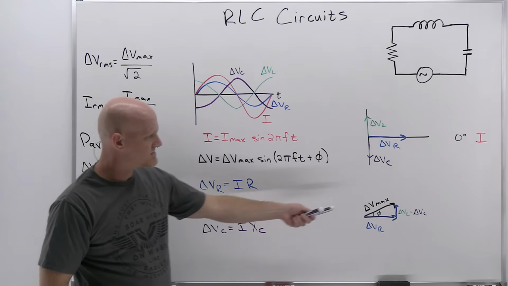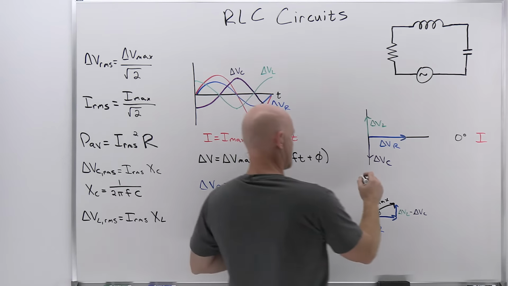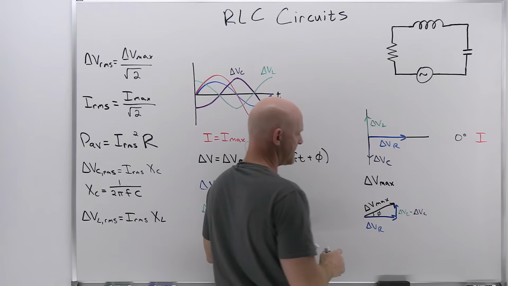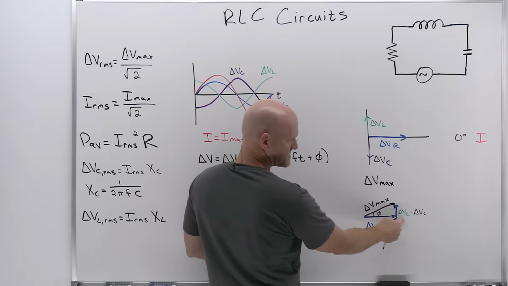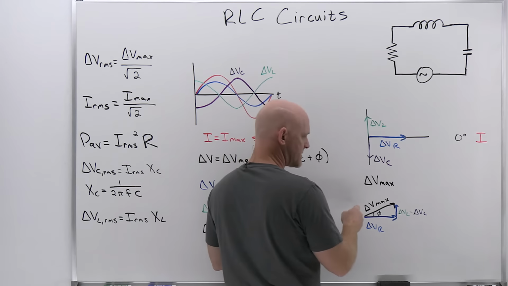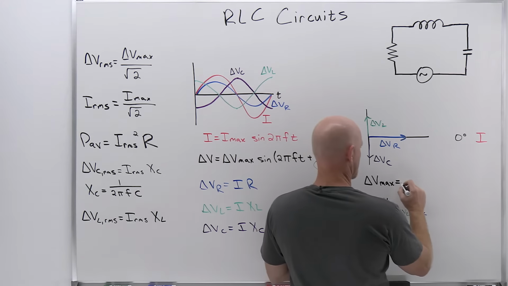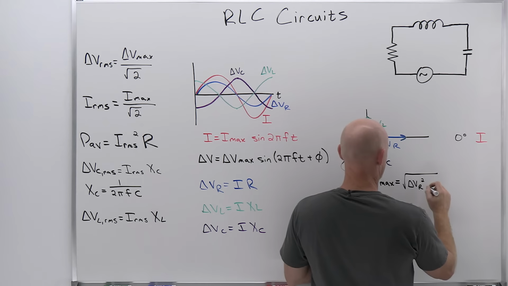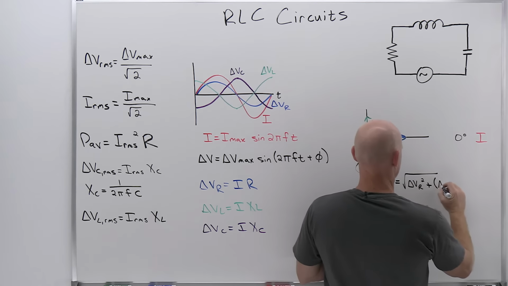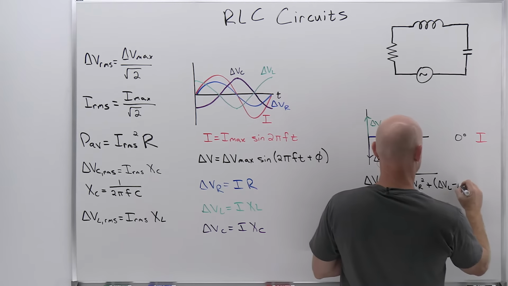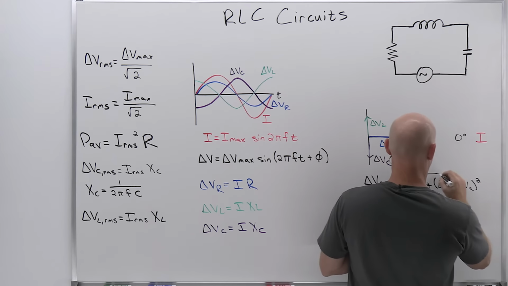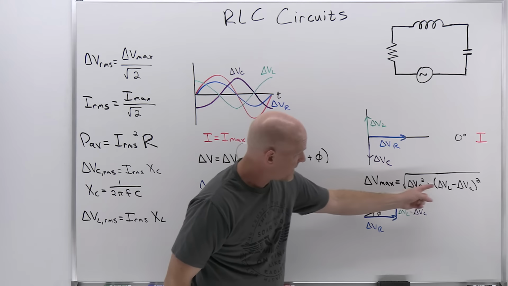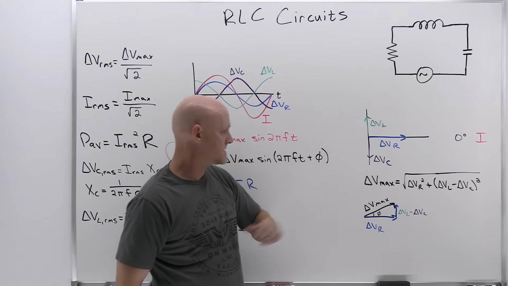So if we go to find delta V max right here, if we add them as vectors, we'd have a squared plus b squared equals c squared, and we take the square root to get back to c. So delta V max would equal the square root of delta VR squared plus delta VL minus delta VC, all quantity squared. Cool, so a squared plus b squared is right there, and then we take the square root to get delta V max.